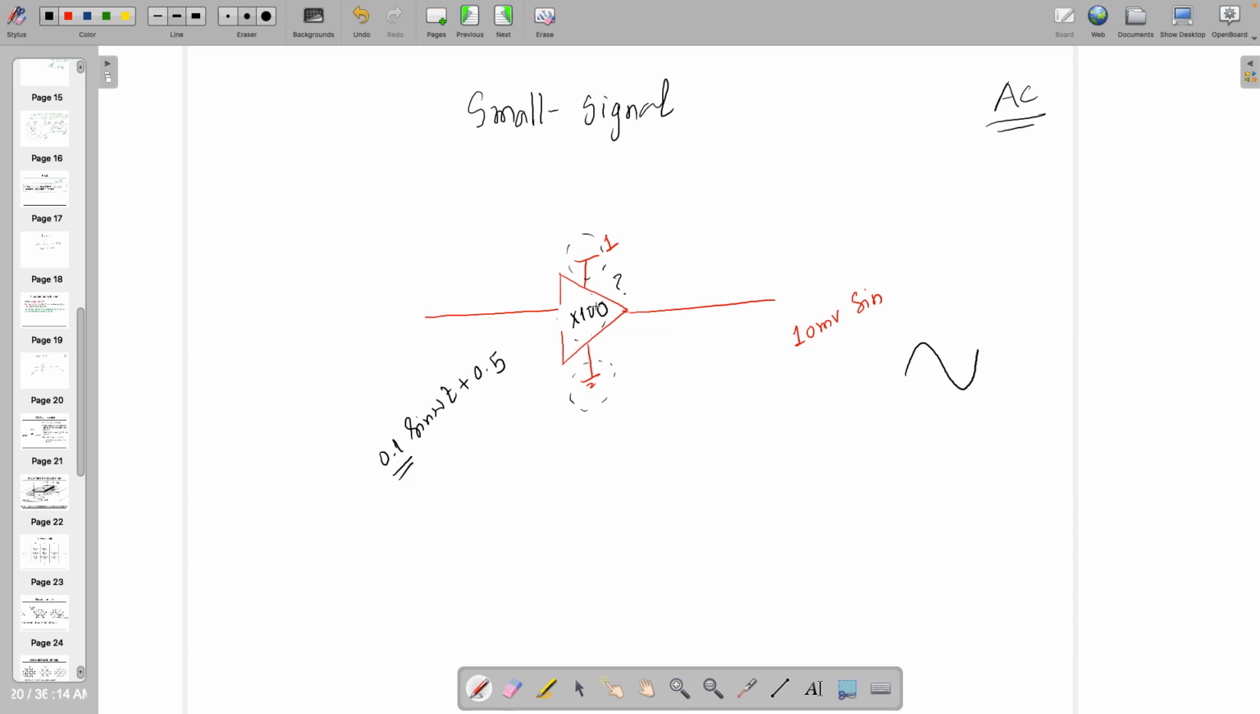It's 10 millivolt, which is small signal. If the gain is 1000, it's 1 millivolt. That's the small signal, right? So this is how you determine.